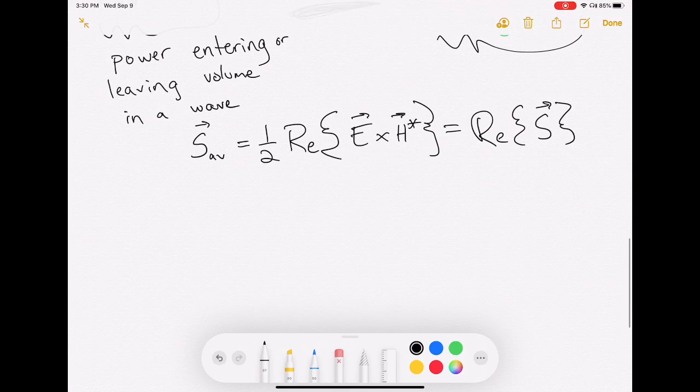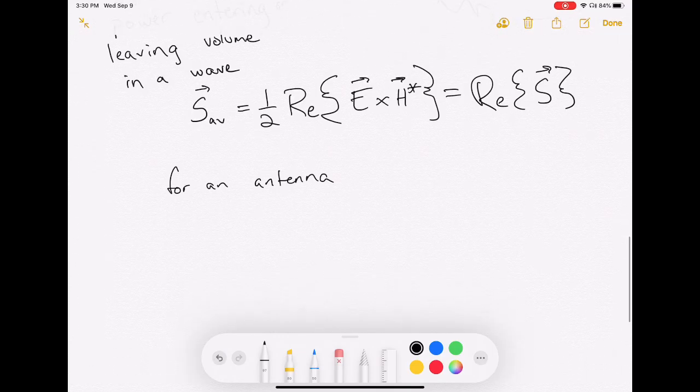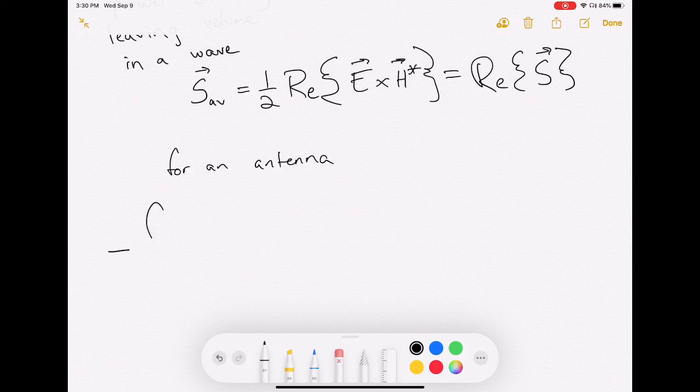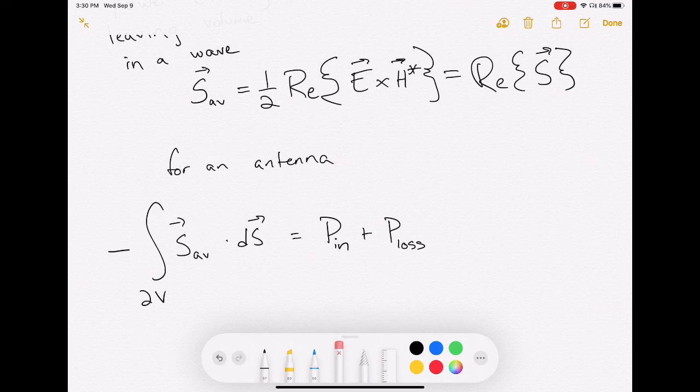So for an antenna, we can say that minus this surface integral of the time average Poynting vector is equal to the power in plus the power being dissipated as loss in the materials within the volume. And since often we're just talking about free space, that loss term goes to 0 too. No loss in free space.